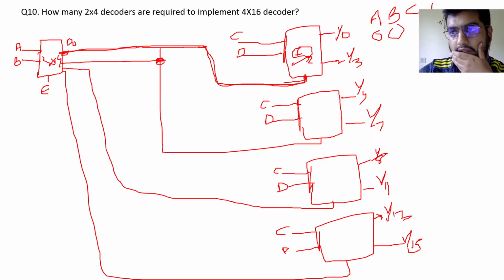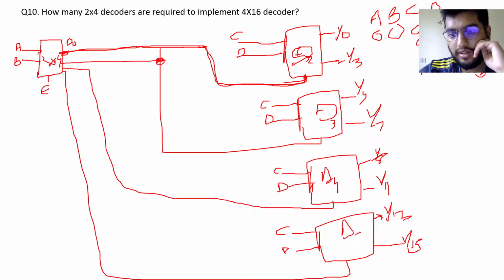And for other cases CD will have 4 cases: 0 0, 0 1, 1 0, and 1 1. So when this is 0 0, we'll have y0 selected, and when this is 0 1, we have y1. Once this is 1 0, we'll have y2, and once this is 1 1, we have y3. Once the input combination AB is 0 1, decoder D2 will be selected. Once AB is 1 0, this will be turned on, and once AB is 1 1, this decoder will be turned on.